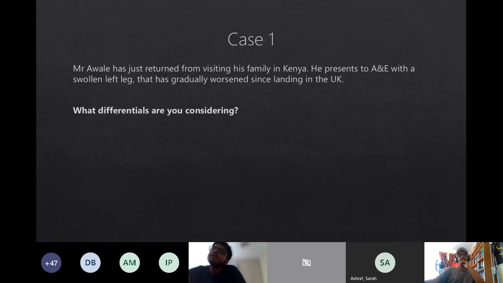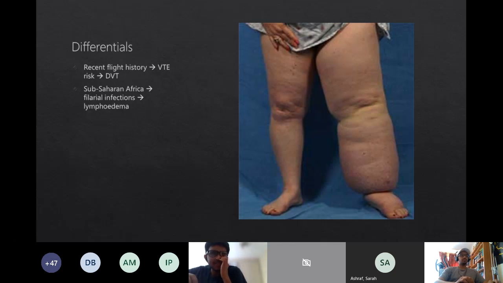And yeah, this could be an immobility, but it's worsened since he landed, so that makes it slightly less likely. But yeah, it could very much be immobility, especially if it was just as he landed. So you got these. The parasite you were all thinking of was filarial infections causing lymphedema. So this is what his leg looks like, and this is what filarial infections cause. Does anyone know which parasite causes this?